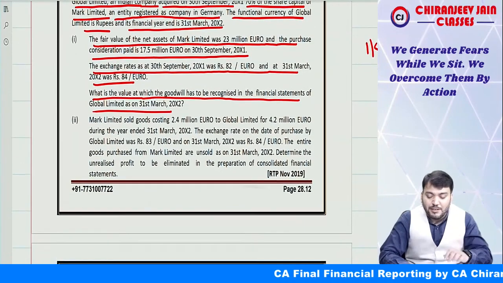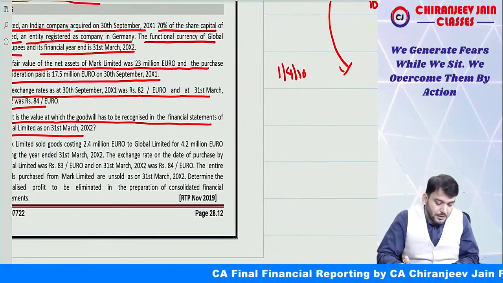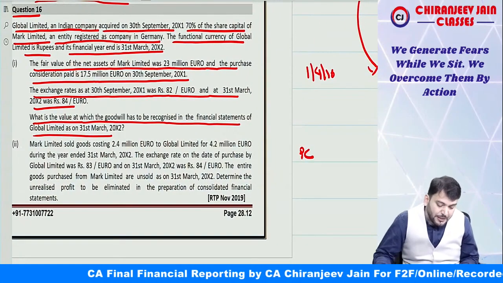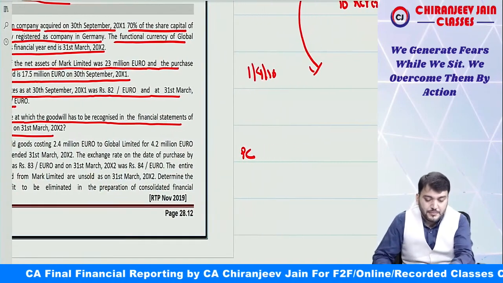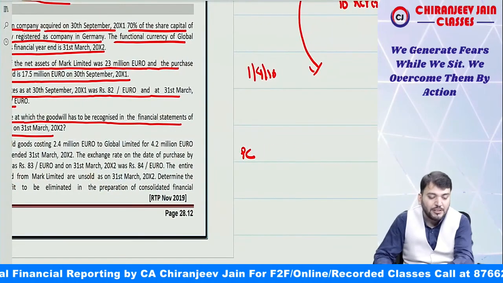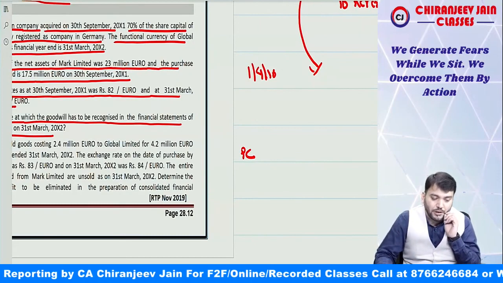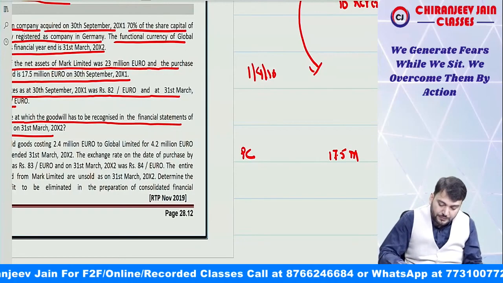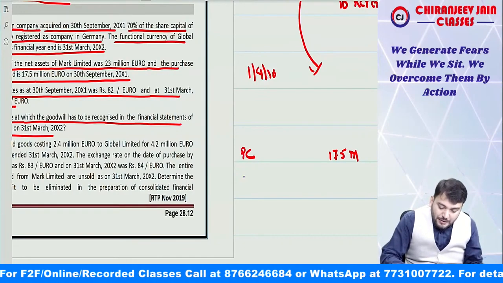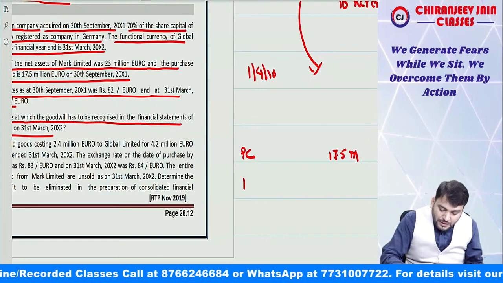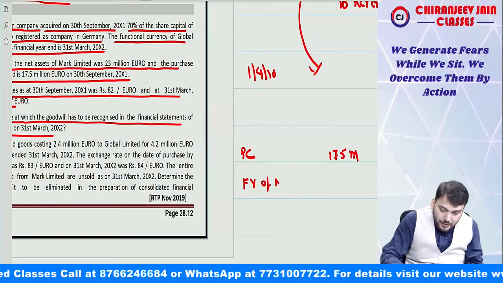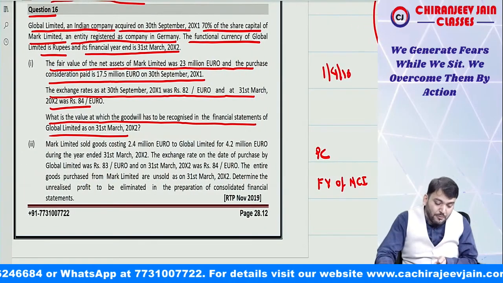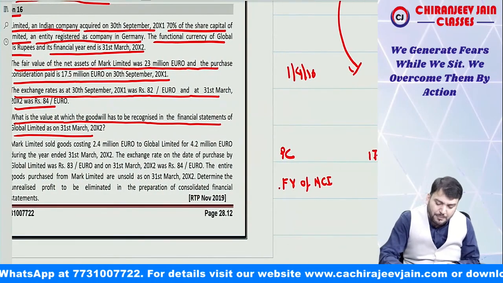So can I say first we need to calculate goodwill? So goodwill will be equal to what? Tell me. Purchase consideration they have given how much? 17.5 million. Yes, sir. And they have given the full goodwill method, so we need to calculate fair value of NCI. They have not given fair value of NCI, so we'll take proportionate share of NCI.